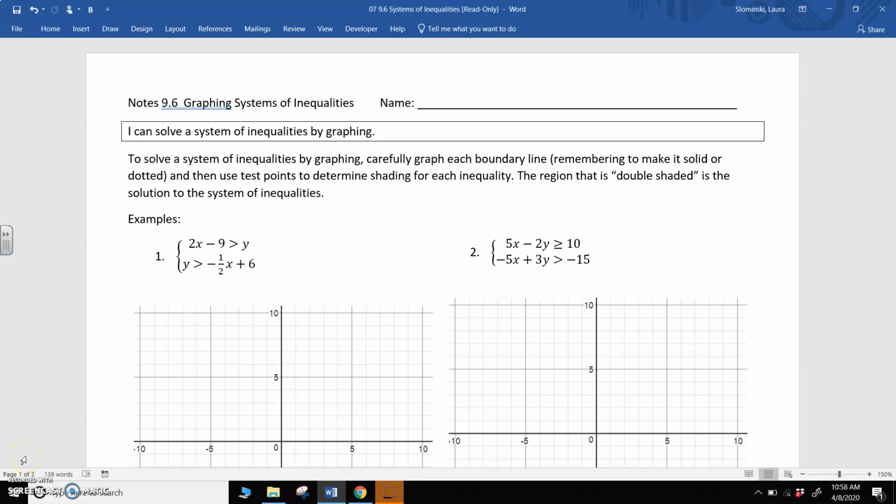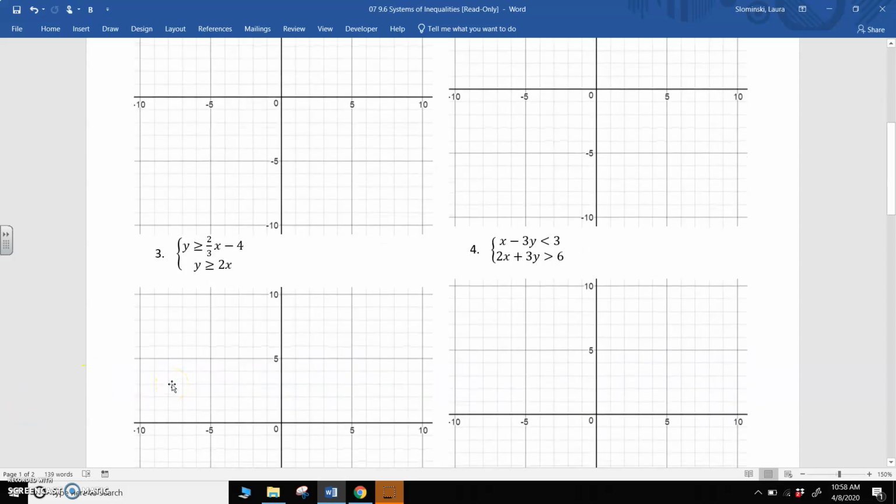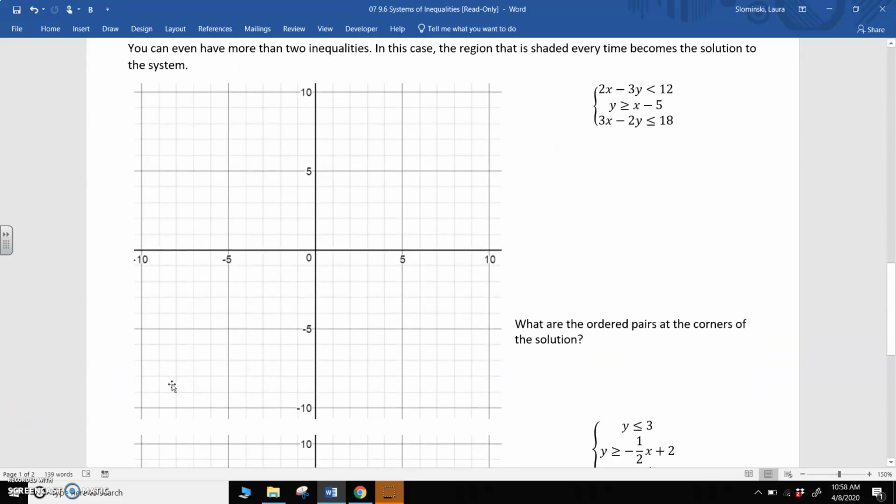So the videos for 9-6 are broken into two parts. You should have already watched the 9-6 video that shows these first 4 examples on the front side. However, it did not include the 2 examples on the back. So this video will cover these 2 examples. And these examples are situations where you have more than 2 inequalities in the same system to solve graphically.